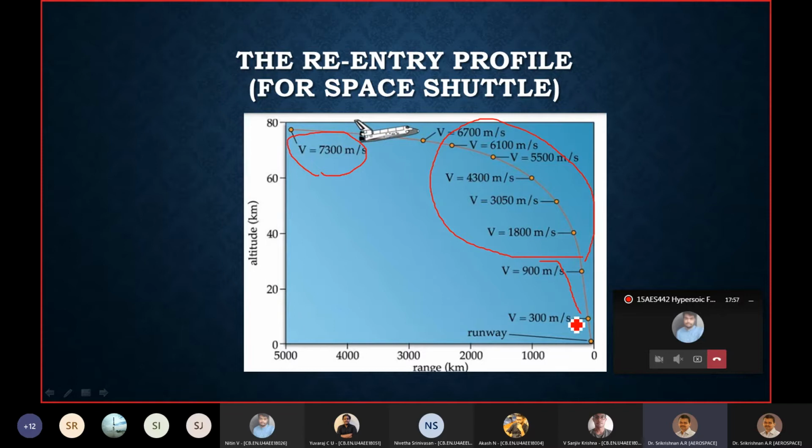So that's what they call lift re-entry, as opposed to a ballistic re-entry. So the space shuttle was designed in this way, and this kind of relation between altitude, velocity, range, etc., is important in re-entry considerations. And these are the velocities that we are talking about, a high hypersonic Mach number velocity range.